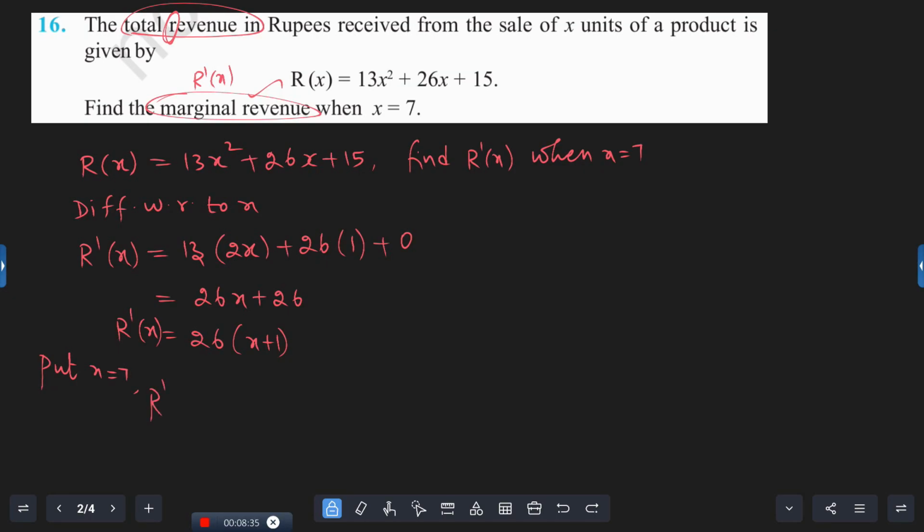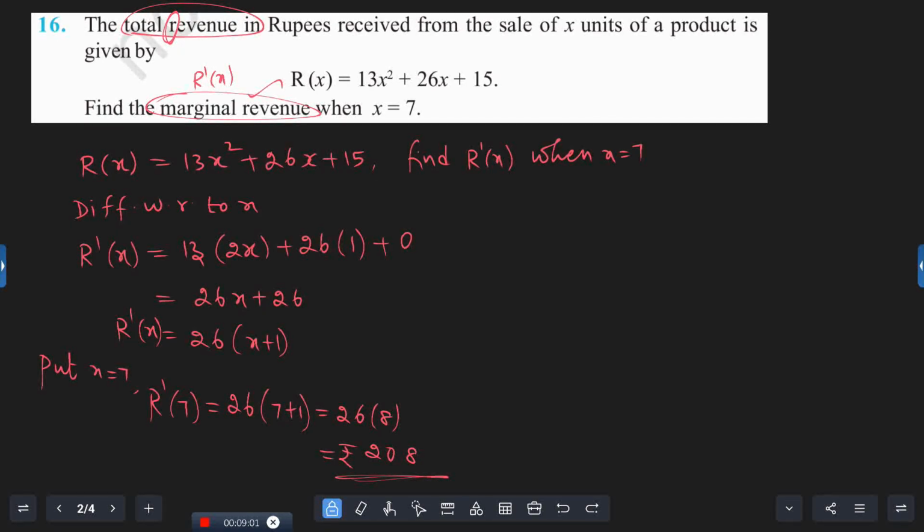What am I getting now? R dash of 7 is equal to 26 into 7 plus 1, which is equal to 26 into 8. When you multiply, 6 8s are 48, remaining 4. 2 8s are 16 plus 4 is 20. This is in rupees. So 208 rupees is your final answer. This is the 16th one.